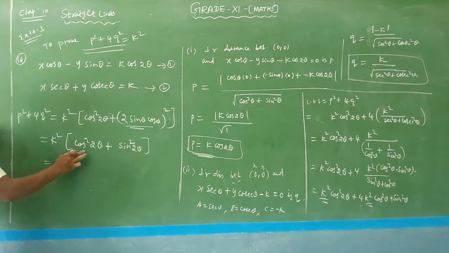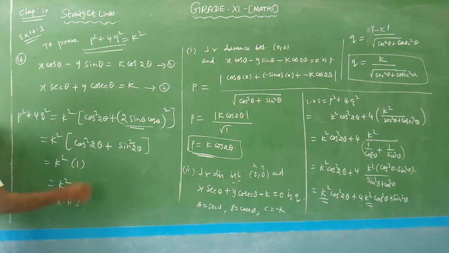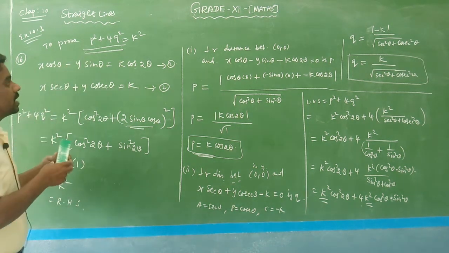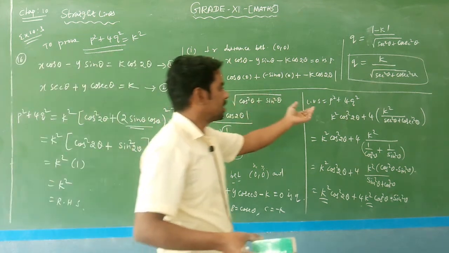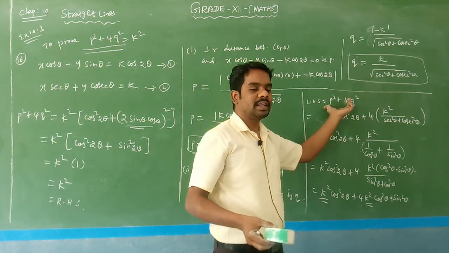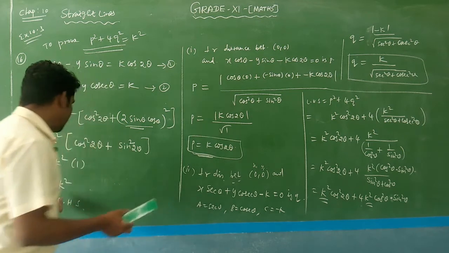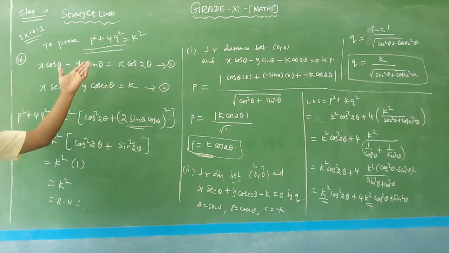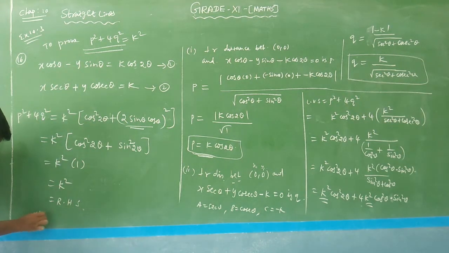Cos squared 2 theta plus sin squared 2 theta is the identity, value 1. So 1 into k square is k square, which is the RHS. We needed to prove p square plus 4q square is equal to k square. The LHS p square plus 4q square, the final answer is k square, which is also the RHS. Hence proved.